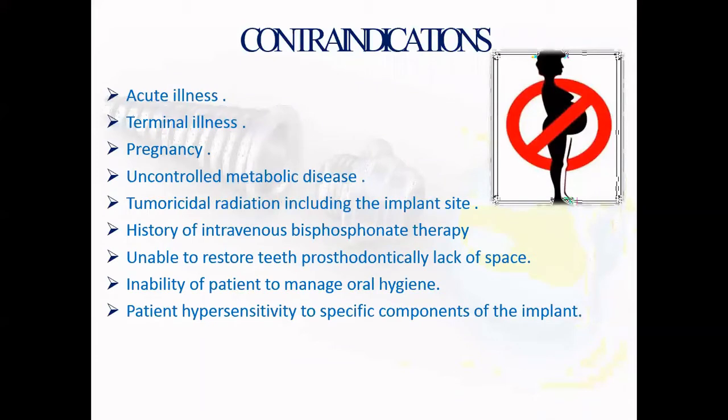What are the contraindications where we can't place an implant? When there is an acute illness or a terminal illness, if the patient is pregnant, and with uncontrolled metabolic diseases, tumor radiation patients, history of intravenous bisphosphonate therapy which causes bone resorption, and patients who are unable to restore teeth prosthodontically due to the lack of space in the dentition.